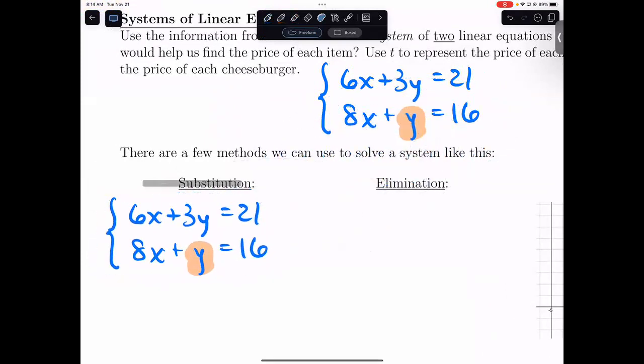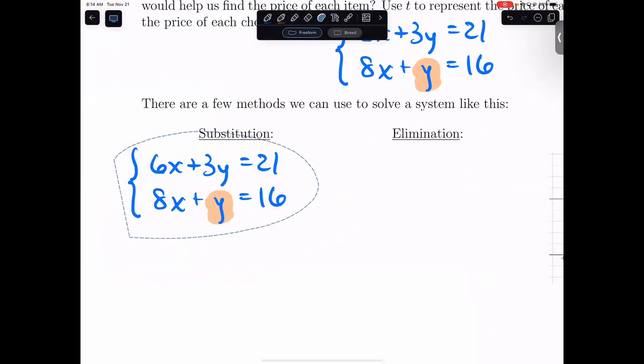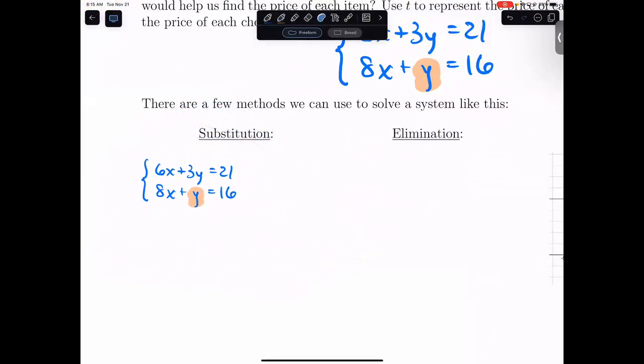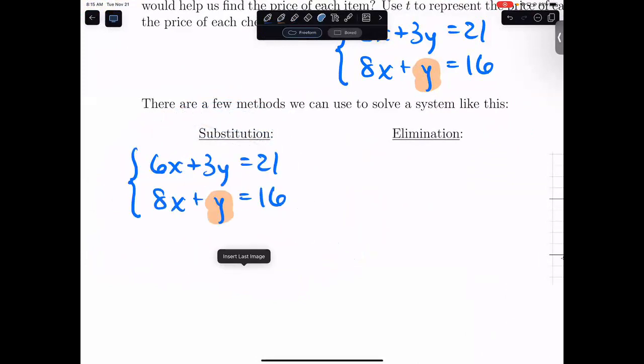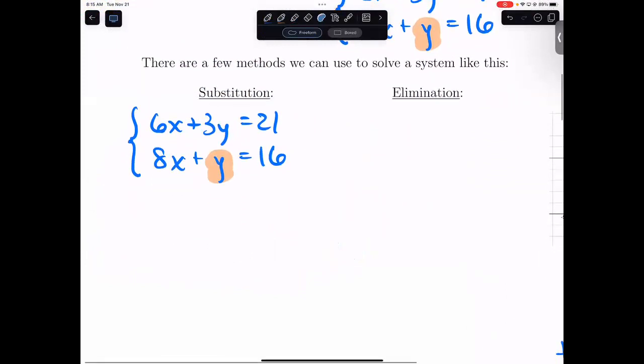Do you want to? No. Go ahead, finish. Hey, same team, guys. Yeah, same team. You replace the y in the equation equal to 21 with the 16 minus 8x. Okay, I give up. I'm trying to resize the thing. It's not working.